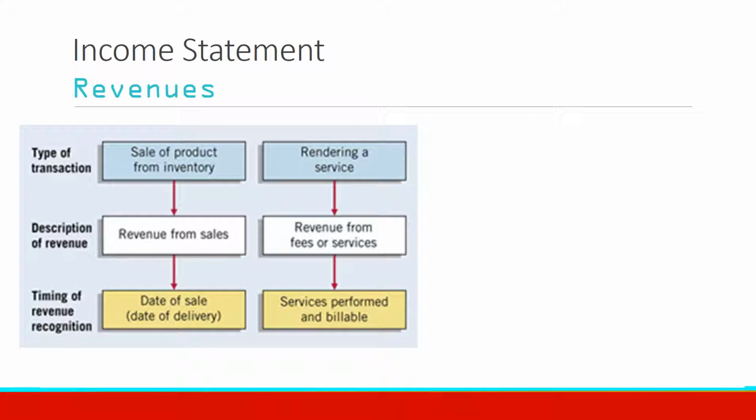The second category is when we render a service. The kind of revenue that we recognize is generally called fee revenue or service revenue, and the services are generally recorded as revenue when they are performed or when they are billed to the client. That can vary based on different criteria.